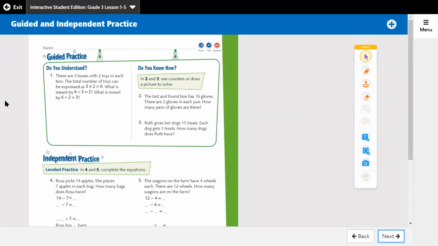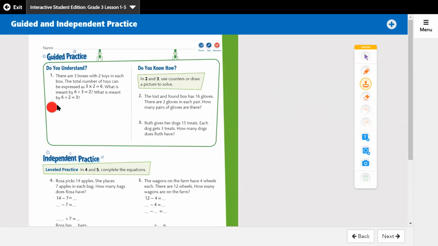Okay. Now we have our guided practice. It says there are 3 boxes with 2 toys in each box. The number of toys can be expressed as 3 times 2 equals 6. What is meant by 6 divided by 3 equals 2? And the reverse, 6 divided by 2 equals 3. Well, it's the same idea.